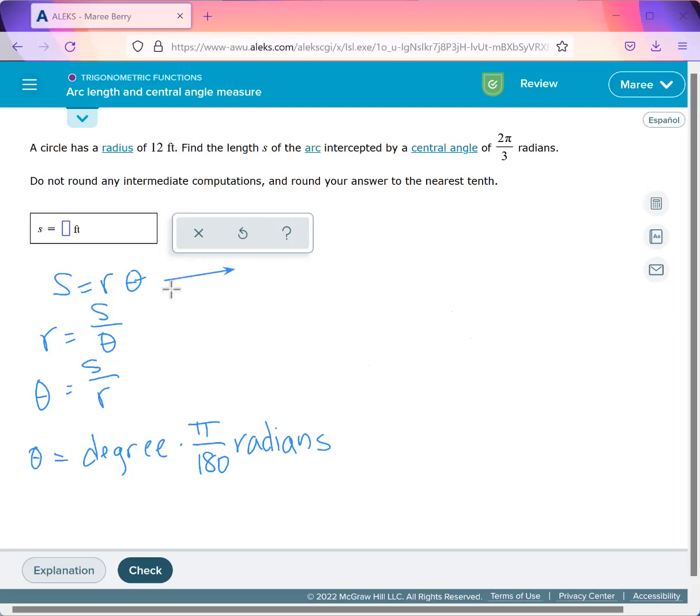So we are going to use this one. Let me show you. So we want to use that equation right there. So we're going to do S equals the radius times 2 pi divided by 3. And we're going to cancel this. So 4 times 2, 8 pi.